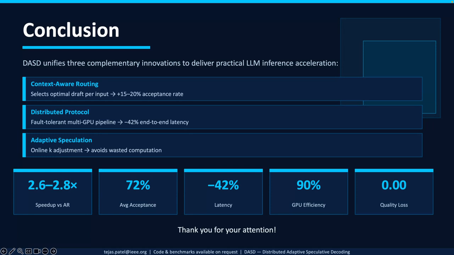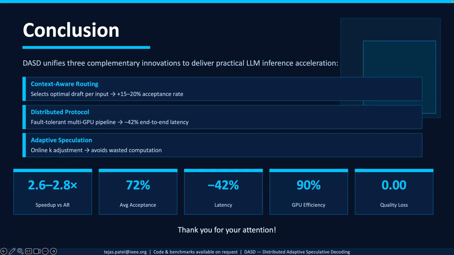over-speculation. Together, these contributions achieve 2.6 to 2.8 times speedup over standard autoregressive decoding. Our strongest result is 2.66 times on code generation, while getting exactly the same output quality as the baseline. At 4 GPUs, throughput reaches 142.8 tokens per second with 90% scaling efficiency.